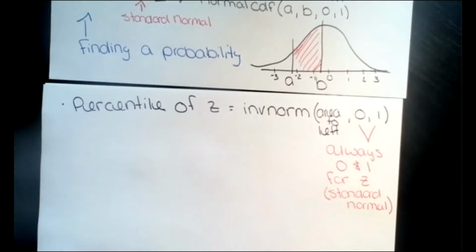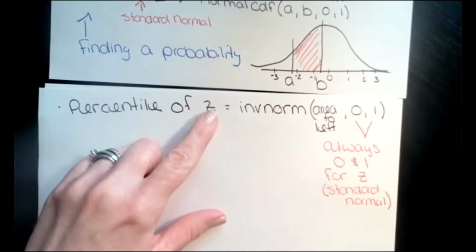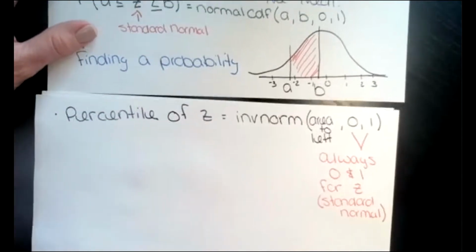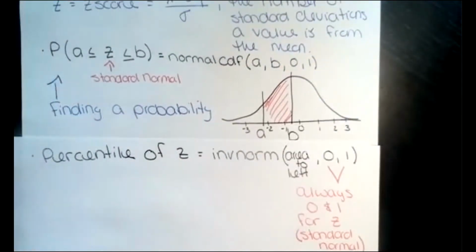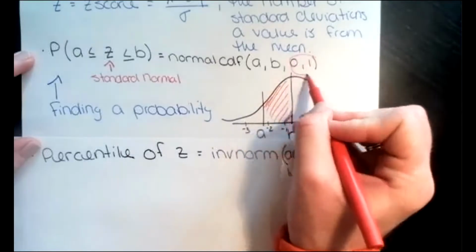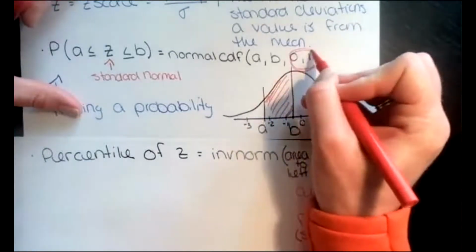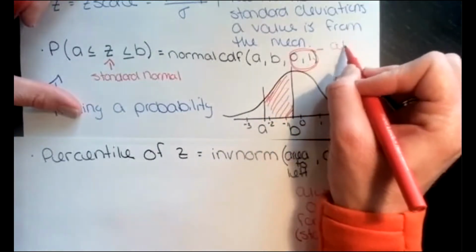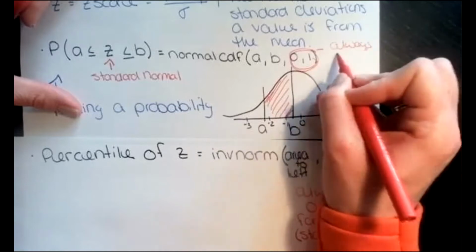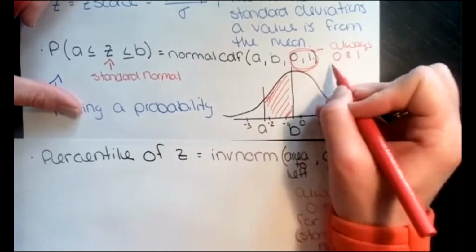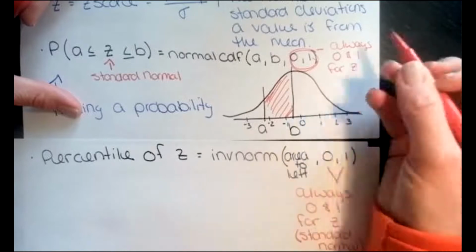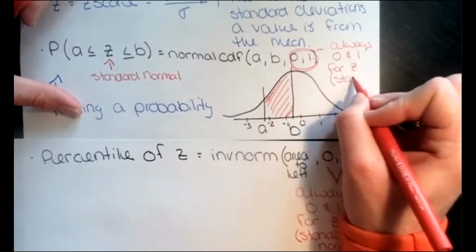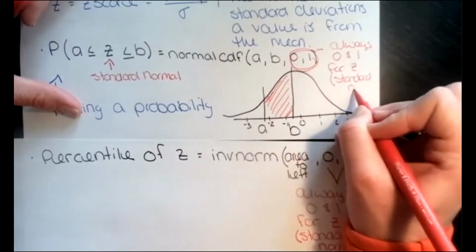So we have to recognize when we're on that standard normal, and that's the Z. I'm just going to write that up here as well, just so we have that right here. So I'm going to just write that. Always 0 and 1 for Z, standard normal.